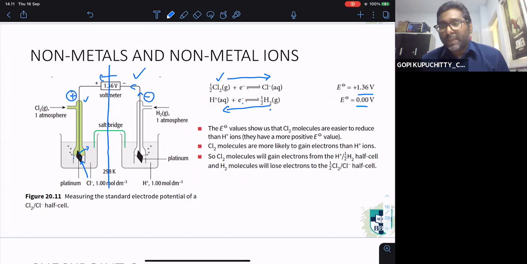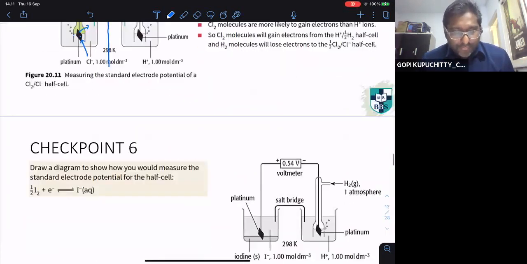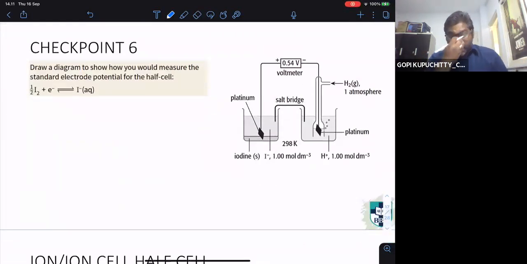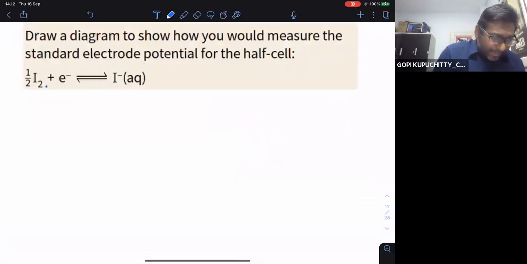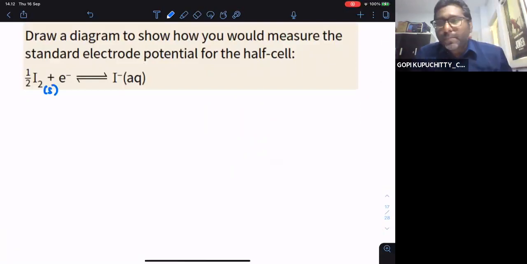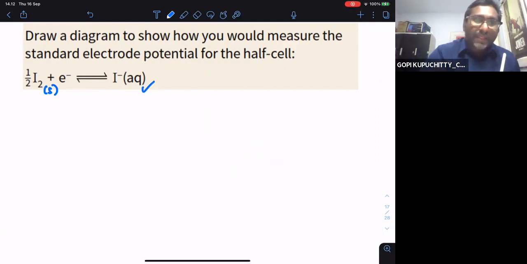Quite easy. But let's actually go for another checkpoint. Just now we did chlorine and then chloride ion. But here you see this is very special. Iodine at room temperature is solid, and then iodide is going to be aqueous. Here, this is going to be non-metal, but in solid form, and then you have metal ion. So you don't go and put a glass tube like just now for the gas. You do not need to do that.